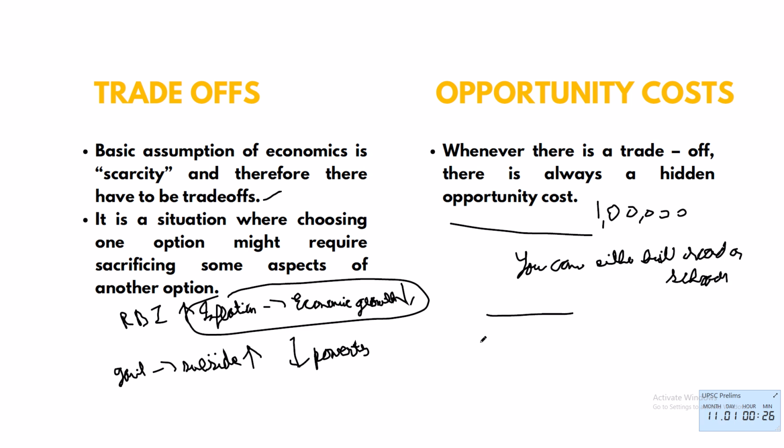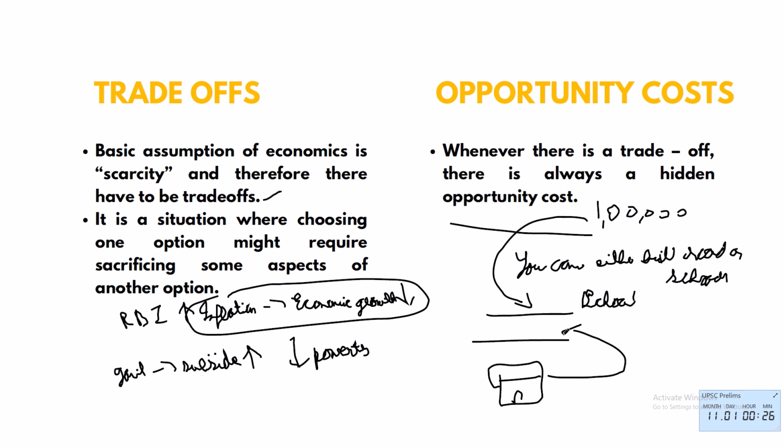If you build a road, that 1 lakh goes to this, and the school will not be built. So if you build a road, then the opportunity cost occurs for not going to school. If you build a school, the opportunity cost occurs for not building the road. There's always a hidden opportunity cost.